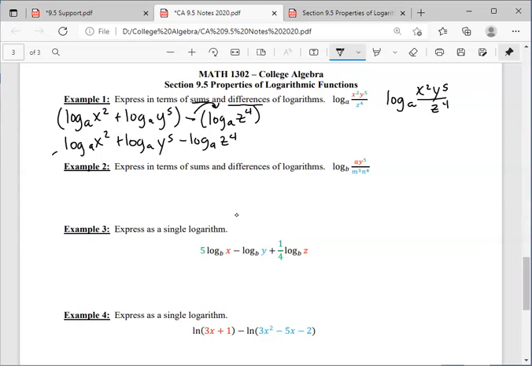So the last thing I can do is say 2 log base a of x, because the 2 can move in the front. That power rule, plus 5, this 5 can move to the front. Log base a of y, minus this 4 can move to the front. 4 log base a of z. We halfway okay with that? Okay.